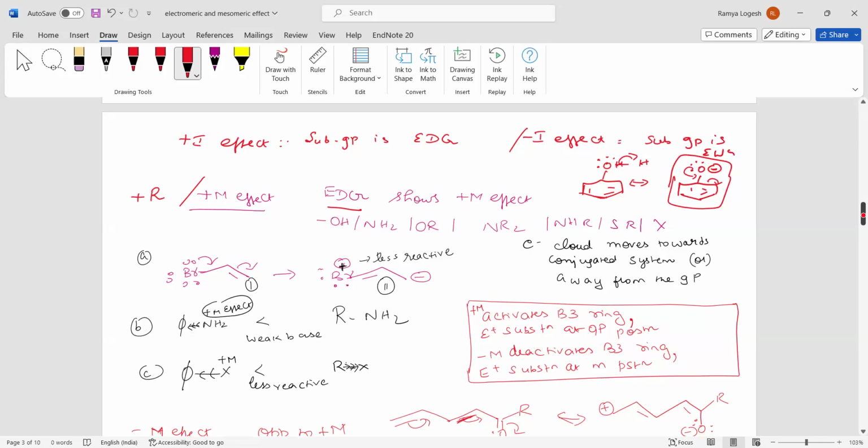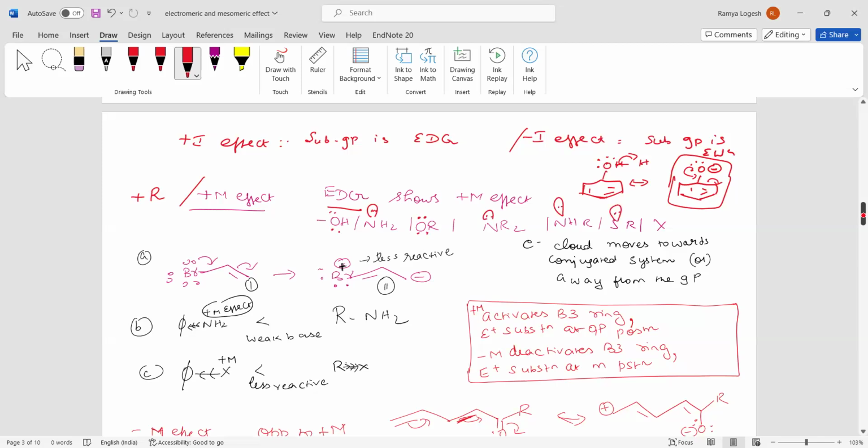Its electron is involved in the resonance as well. Then that kind of group will be showing a plus M effect or plus R effect. Look here. I have phenol, where I have the OH, I have the lone pair of electrons, isn't it? Again here, NH2, amines, we have the lone pair of electrons, OR. Again, I have a lone pair of electrons, NR2. Again, I have a lone pair of electrons, NHR. I have a lone pair, thiol. I have a lone pair, isn't it?